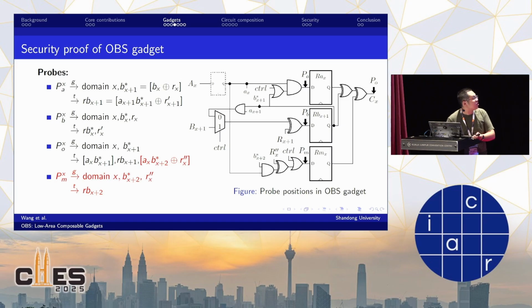So here is the security proof of our OBS gadgets. When we use the glitch-extended probing model, we can see that we can probe at most no more than one domain. And with the T process, the values are all masked. In this way, we can see that the OBS gadget is secure on pen and paper.